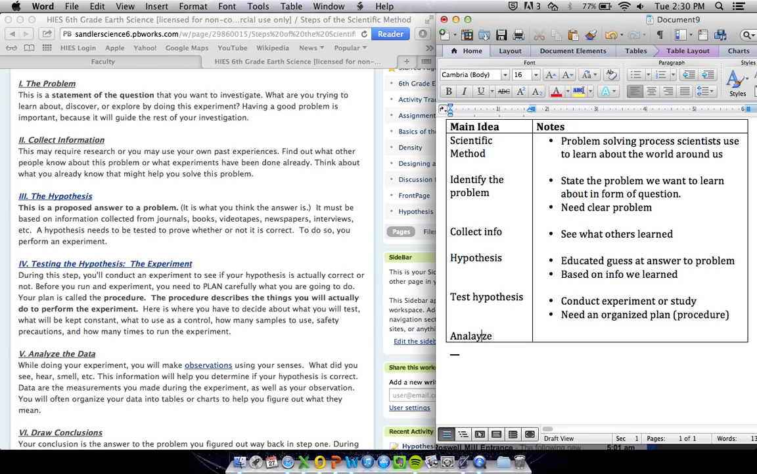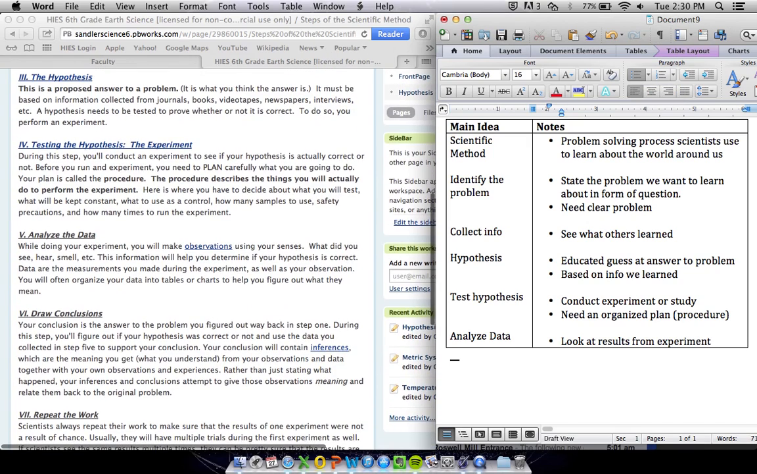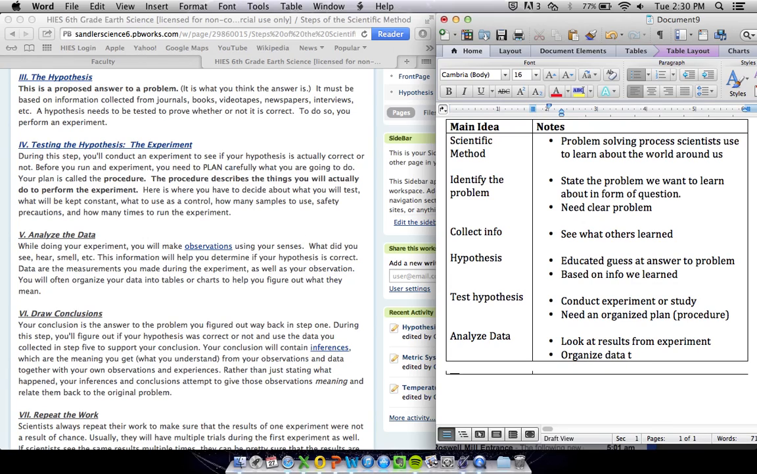Next, we're going to analyze the data. Now we've done our experiment, we have our results. We're going to look at the results from the experiment, and we're going to see what this tells us. We want to organize data so that we can compare it easily. So we're going to organize data to compare.